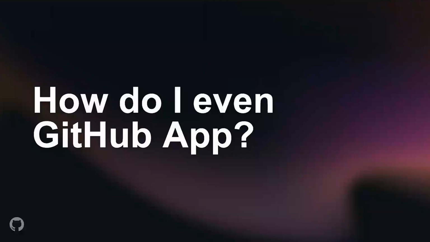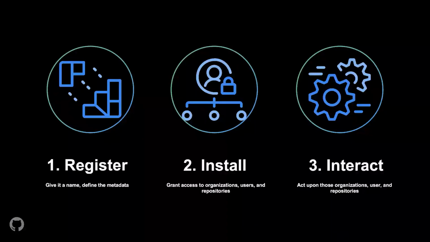But you may ask, how do I even GitHub app? Well, let me show you how. So there are 3 steps to this. The first step is the registration of your app itself on GitHub. This will define what it can do and set up some other metadata associated with the app, like a name and a URL.